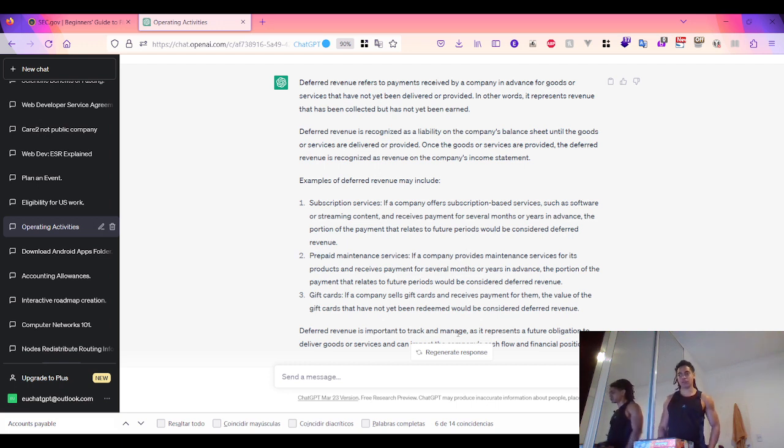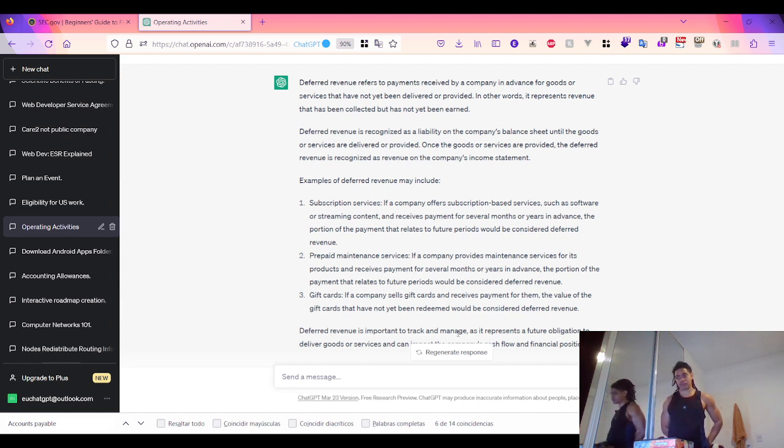Examples of deferred revenue may include subscription service, prepayment handling service, and gift cards. For each one of these examples, such as subscription service, a company may offer subscription-based service such as software or streaming content and receive payment for several months or a year in advance. The portion of the payment that relates to future periods will be considered deferred revenue.